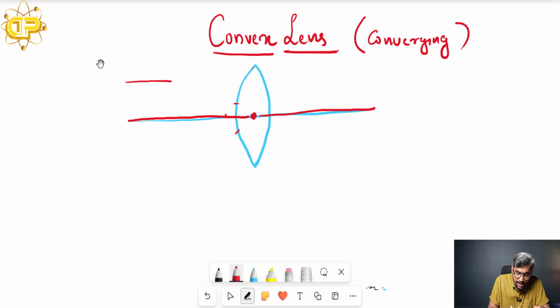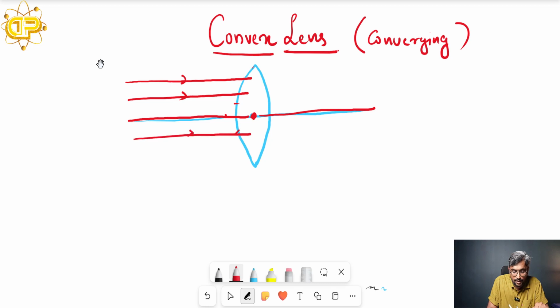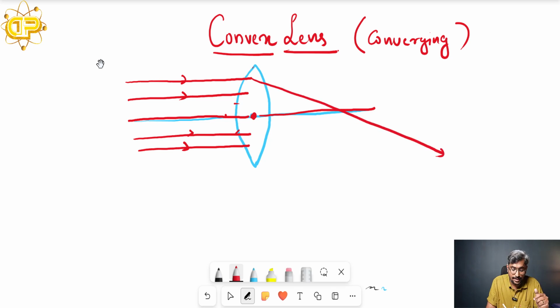Just imagine that you are passing light rays or a beam of light. A beam of light means a group of light rays which are parallel to each other. Here is another ray, here is another ray. All four rays are parallel to each other. Then after refraction, you can see this ray passes through the principal axis. If I examine the second ray, you can see it is also converging and passes through this particular point.